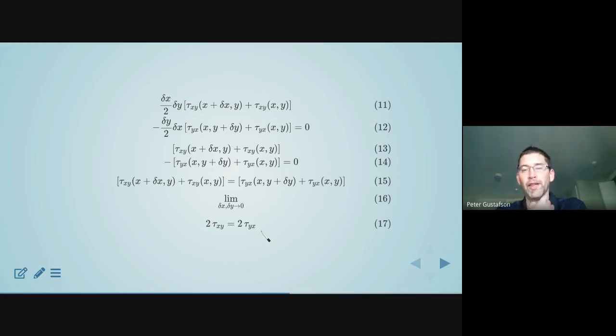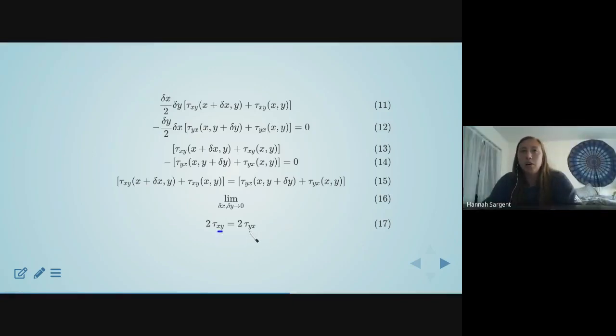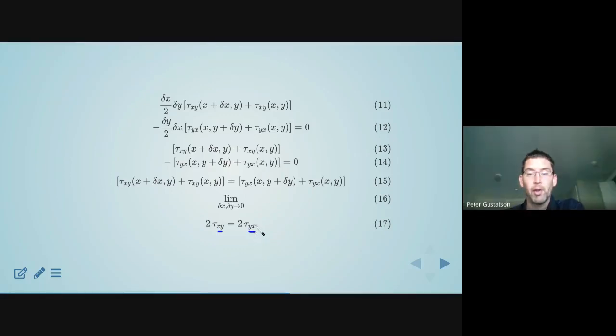So ultimately, what have we learned from computing the moment equilibrium on the differential element? The tau xy and tau yx are the same. Recall at the end of last lecture, somebody asked me a question about why I used an xy in a location. There appeared to maybe have been a typo. Turns out it wasn't a typo. It's because tau xy and tau yx, we don't need to differentiate them.